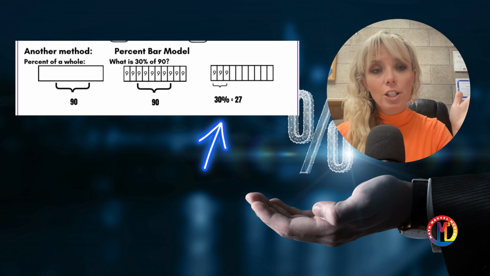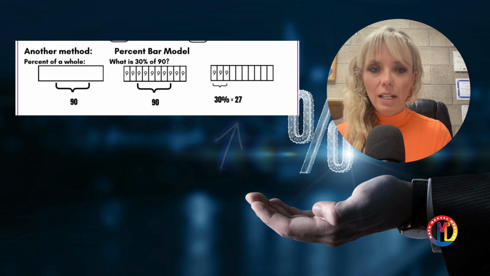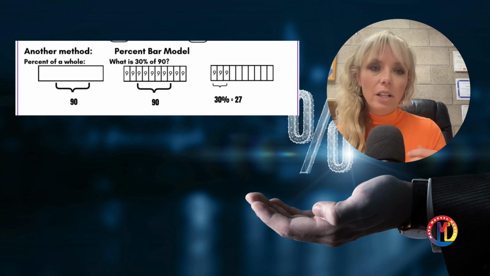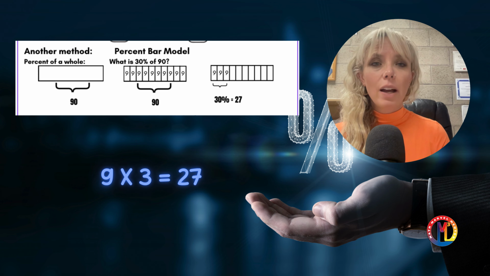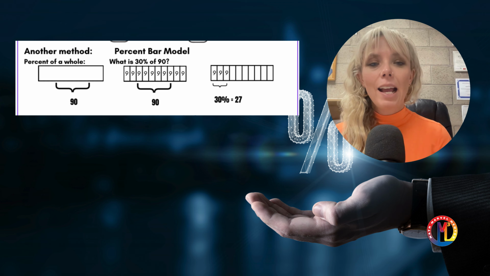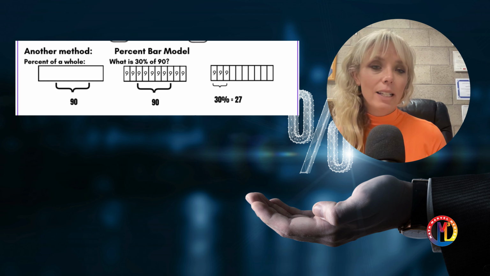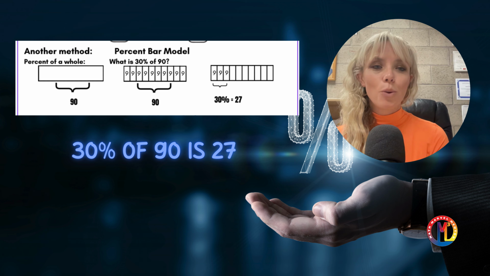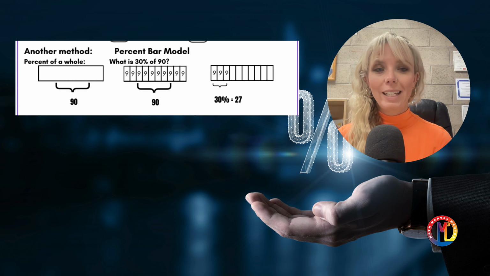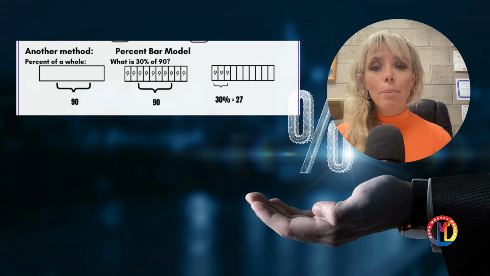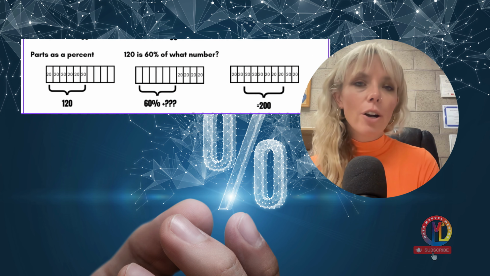So each of those sections is going to represent 9. But I want to know what is 30% of 90. So 30% would be 3 times 10, or 3 of the bars. And so if I repeatedly add 9 plus 9 plus 9, or 3 times 9, I get my answer. 30% of the whole amount is 27. So if the entire bar is 90, 30% of that, 3 of those chunks would equal 27. So that's looking at percent with parts as a percent.